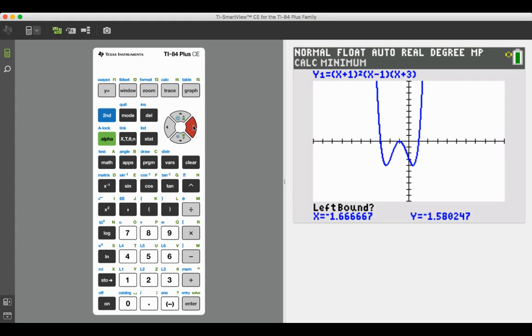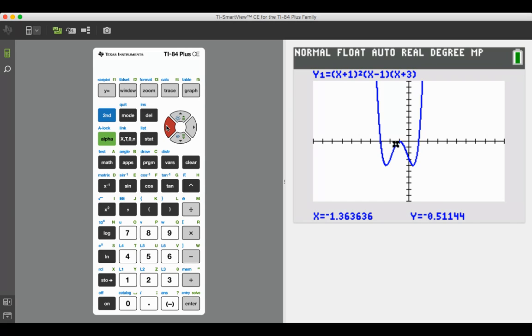So move your cursor. Right there is about good, and hit enter when you're satisfied that's to the left, and then move your cursor again. Hit enter, and do the 2 lines, hit enter. And the other minimum is 0.41, comma, -4. Doesn't matter how many decimal places, I decided to use 2 there. And there's only one local maximum, and it's right here, right around there.